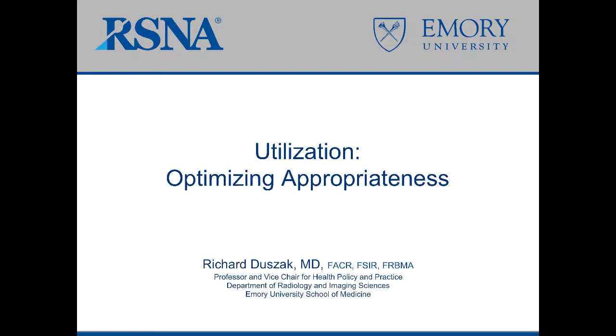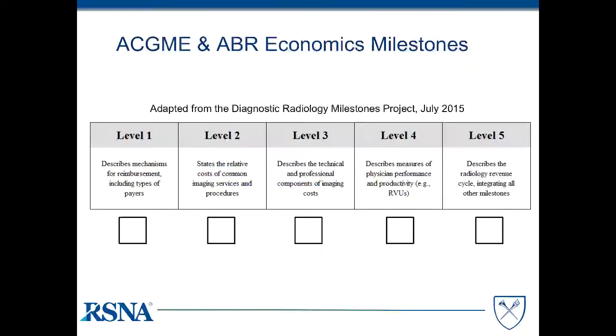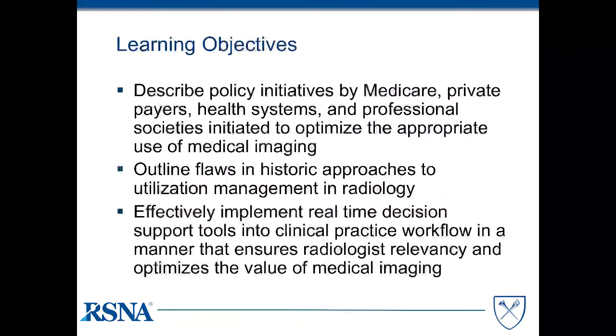I'm Rich Duszak from Emory University, and this module is the second part of the series on utilization entitled Optimizing Appropriateness. This module is targeted to Level 5 of the Diagnostic Radiology Milestones Project of the Accreditation Council for Graduate Medical Education and the American Board of Radiology. Milestones levels differ for the various ACGME-approved radiology training programs, and so if you are in a program other than diagnostic radiology, please reference the Replete resource webpage for mapping this module to the correct level for your individual program.